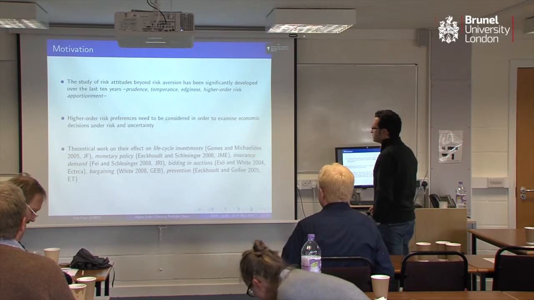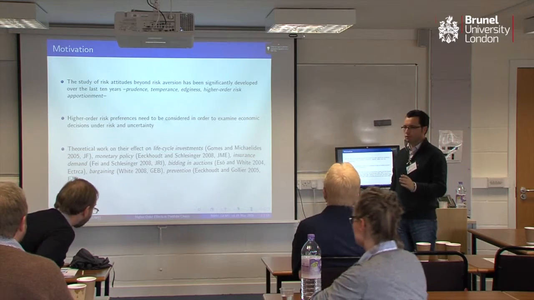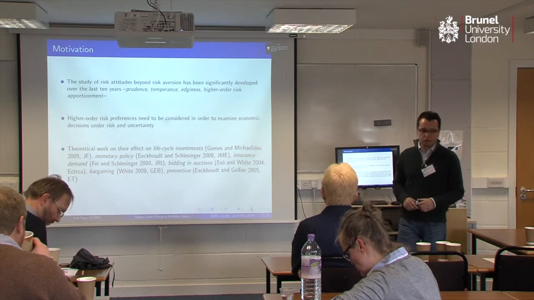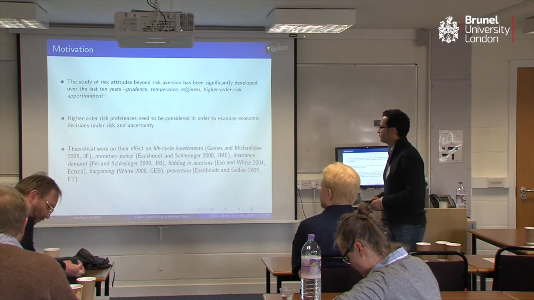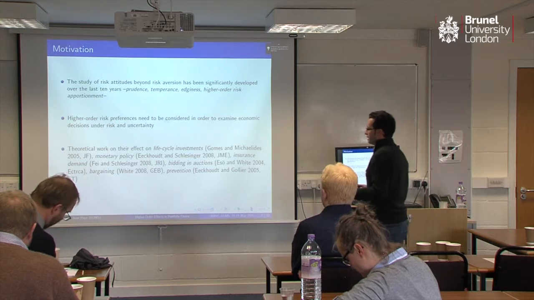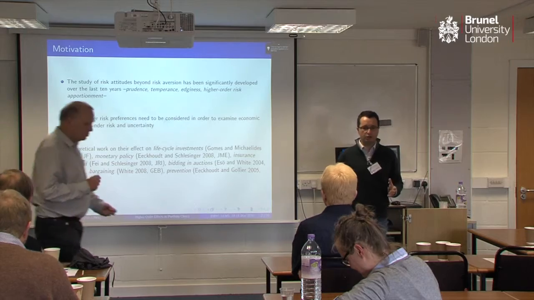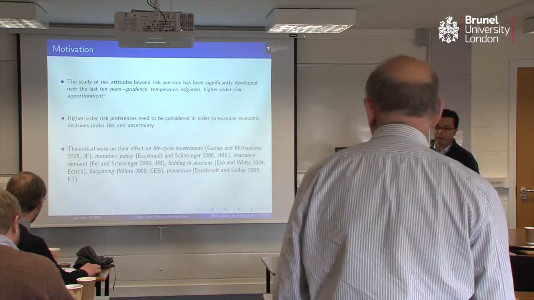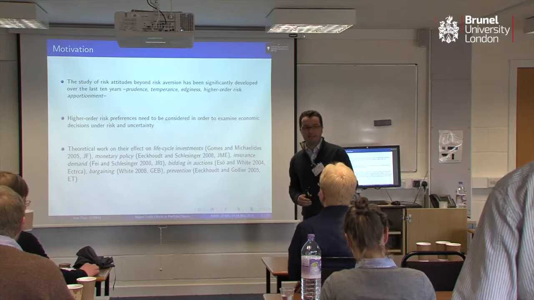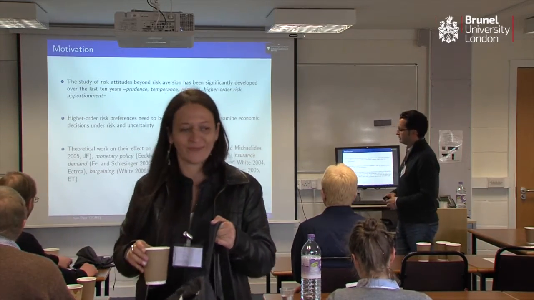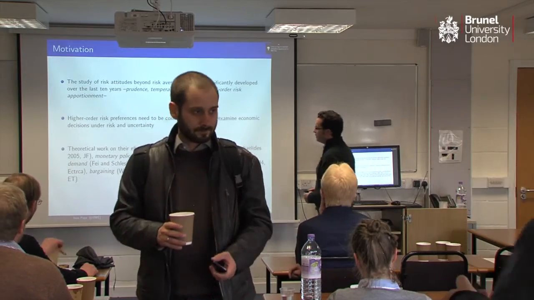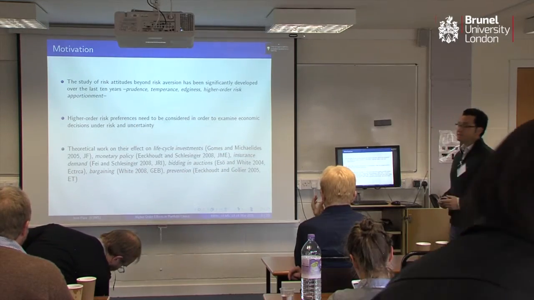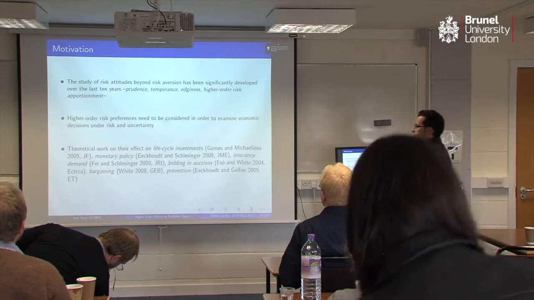The motivation is basically that higher order risk preferences need to be considered in order to examine economic decisions under risk and uncertainty. Now it's very clear that we should have a richer, or let's say wider, description of the risk profile of the agents before analyzing their decisions under risk and uncertainty. The study of risk attitudes beyond risk aversion has been significantly developed over the last 10 years.